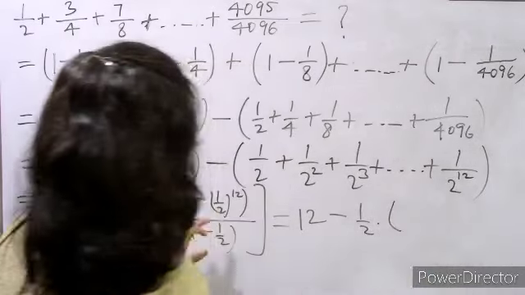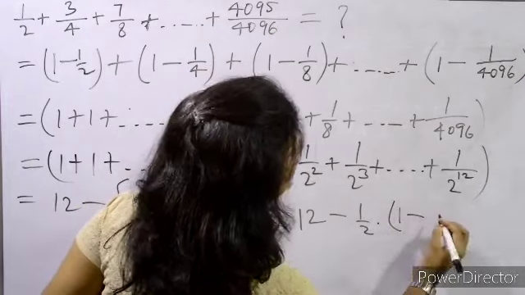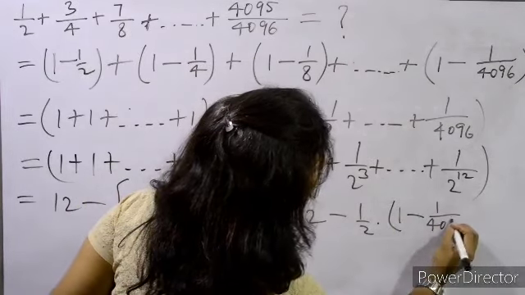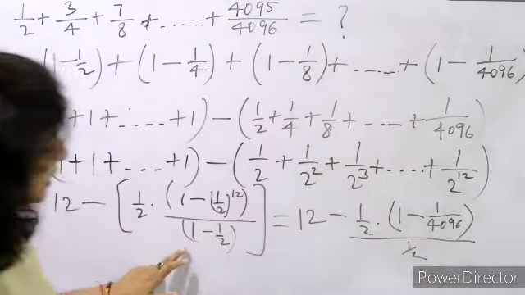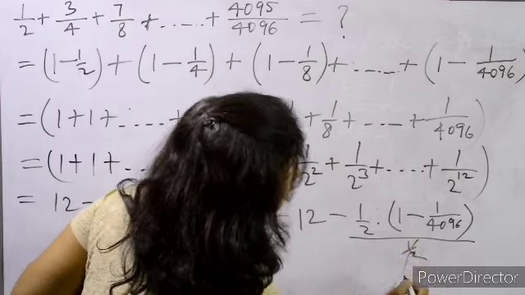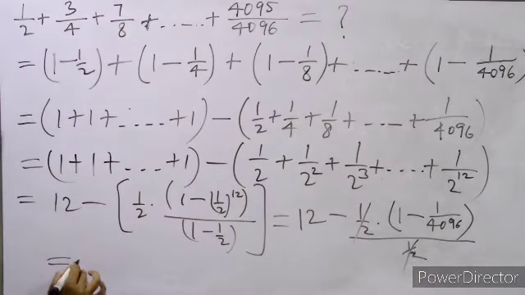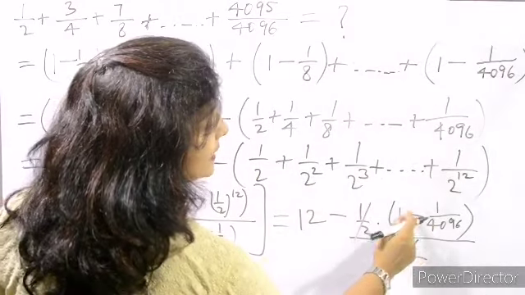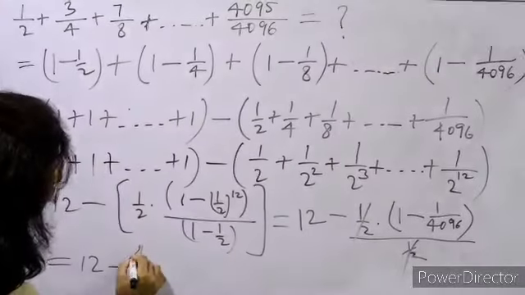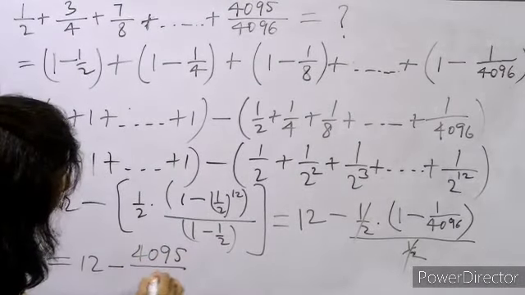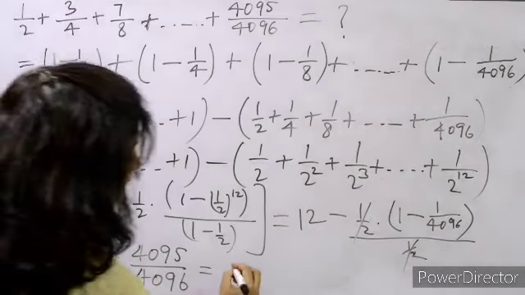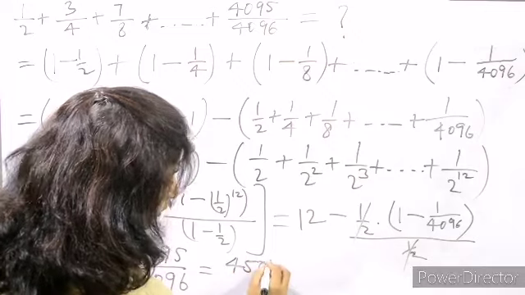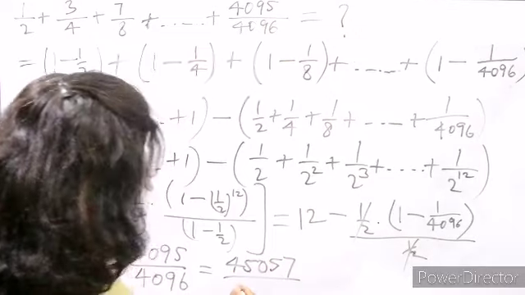So it will be 1 minus 1 upon 4096, divided by 1/2 because 1 minus 1/2 is 1/2. So this 1/2 will cancel. Now the value will be 12 minus, this 4096 minus 1 will be 4095 divided by 4096. So 12 minus this value will be 45057 divided by 4096.